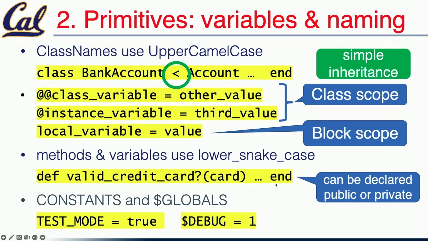And finally, there's a way to do constants and globals, although generally you shouldn't. Constants are scoped to a class. Globals are scoped to the entire universe. That's why they're global. But in most cases, if you find yourself defining a constant or a global, you should rethink that part of your life because you almost never want to do that.